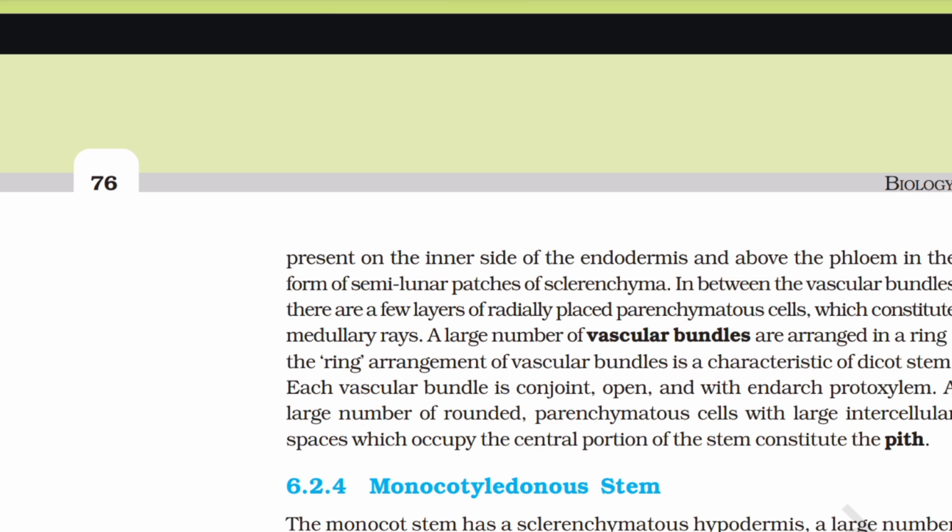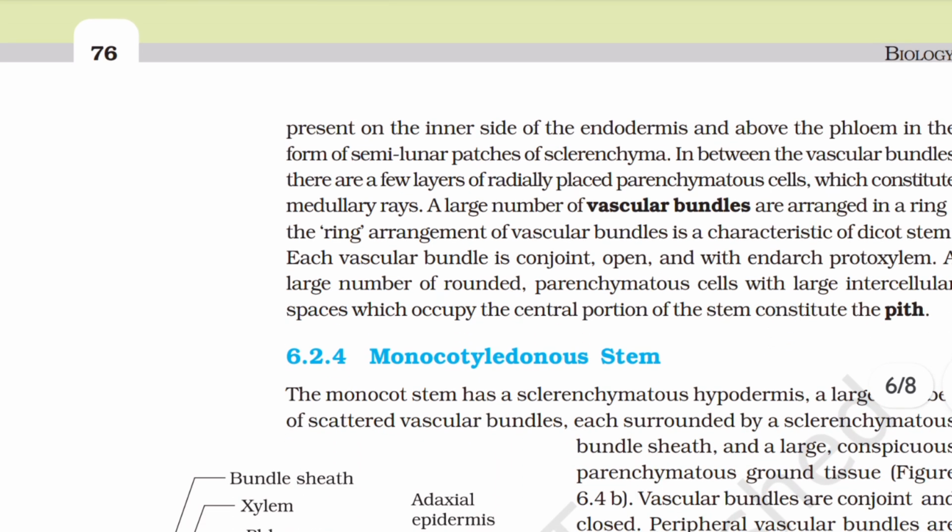A large number of vascular bundles are arranged in a ring. The ring arrangement of vascular bundles is a characteristic of dicot stem. Each vascular bundle is conjoined, open, and with endarch protoxylem. A large number of rounded parenchymatous cells with large intercellular spaces, which occupy the central portion of the stem, constitute the pith.